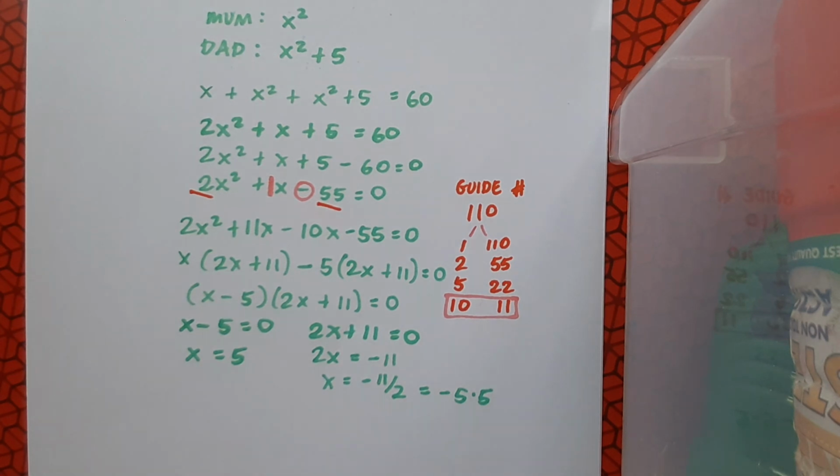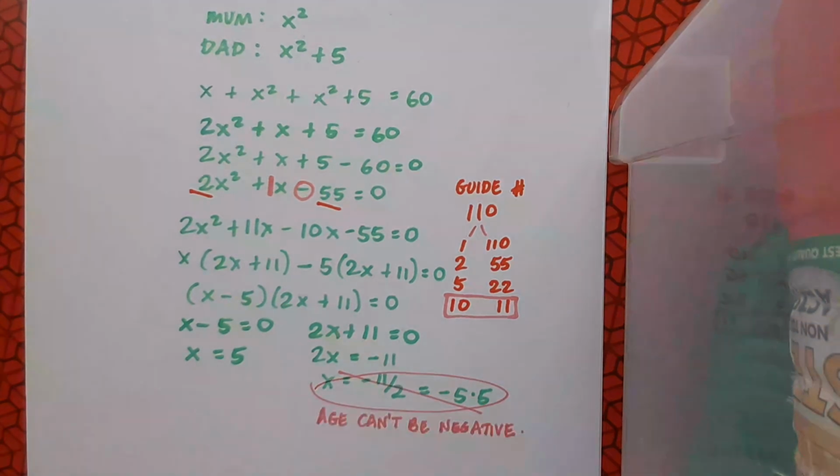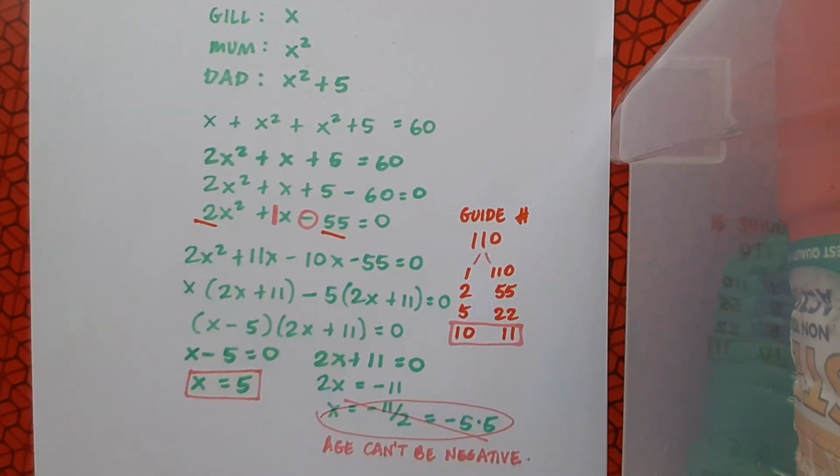It doesn't make any sense. So we're going to eliminate that as an answer. We're going to explain why we're eliminating it. And that means then that Jill, of course, must be 5 years old. Sometimes in a question like this, you might be asked to get all of their ages. That would be really easy to do.